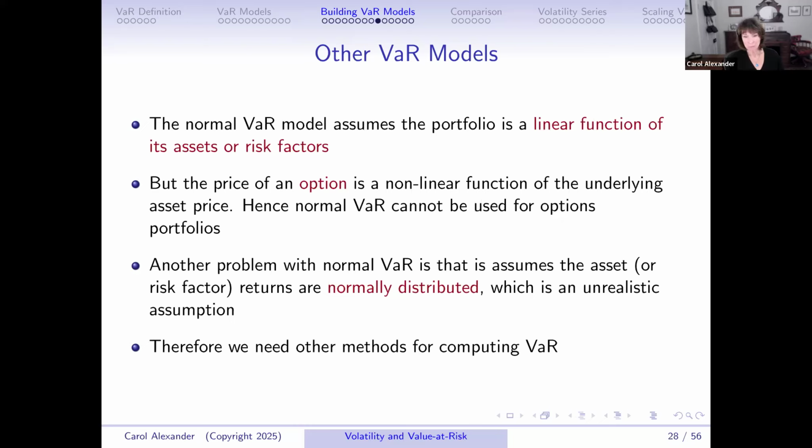Another problem with normal VaR, which is the biggest problem really, is it assumes the asset or risk factor returns are normally distributed, and that's very unrealistic. Most financial returns are very, very what we call leptokurtic. They are not normally distributed. So historical VaR is a lot better in that case if you have the data. If not, you could use Monte Carlo VaR with a leptokurtic distribution assumption. For example, you might use a normal mixture distribution or a T distribution or something like that.